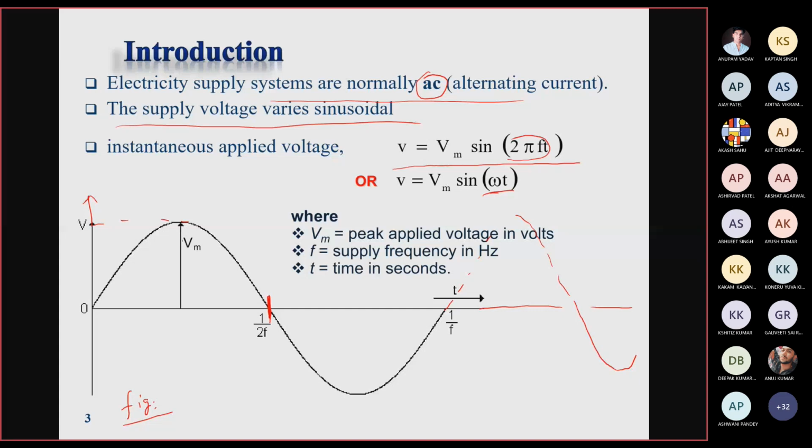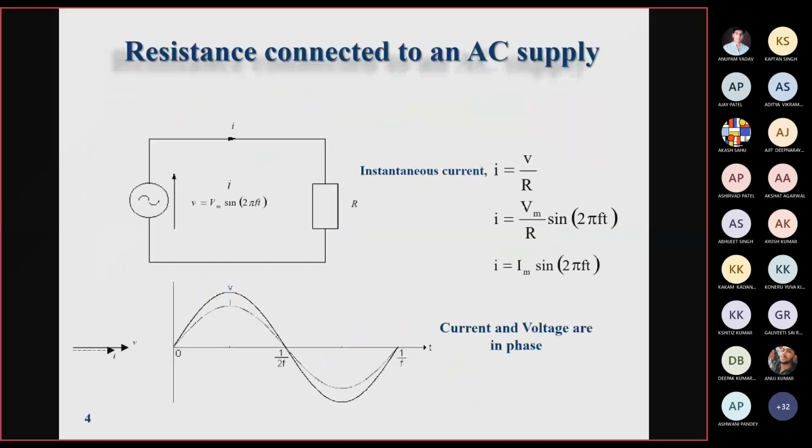So if I ask you to calculate the average value, its average value will be 0, because you can see that for the first half cycle it is positive in nature, having the same magnitude, and for the remaining half cycle it is negative. So the average value will be 0.